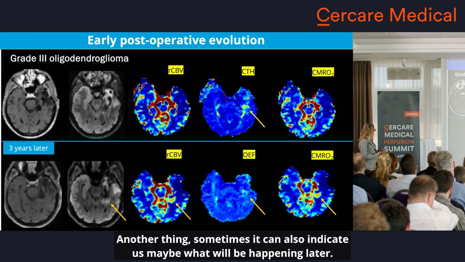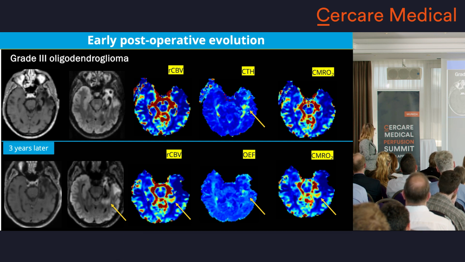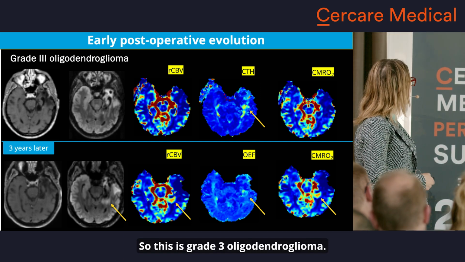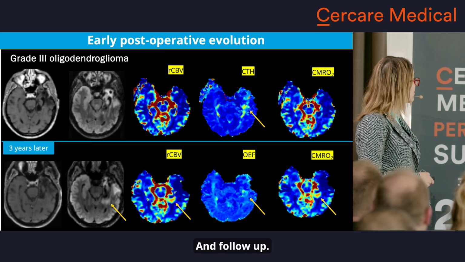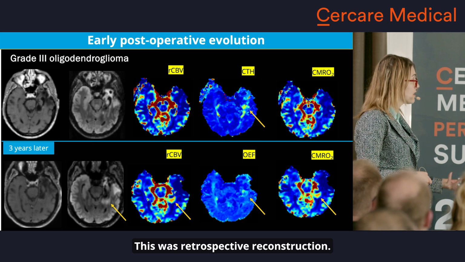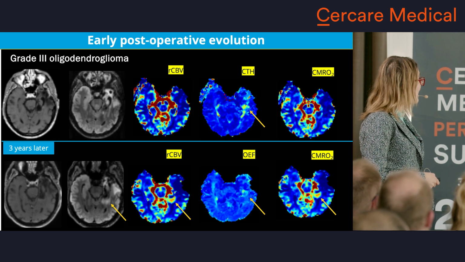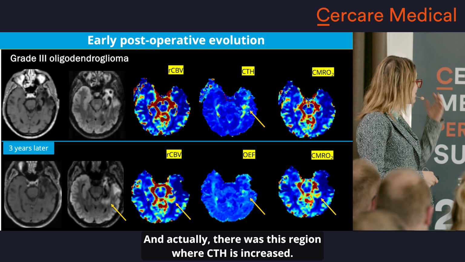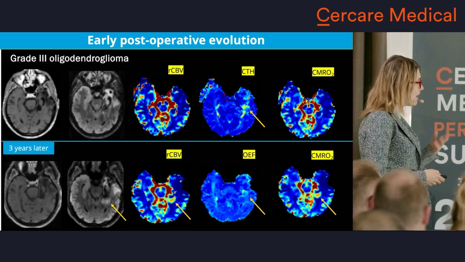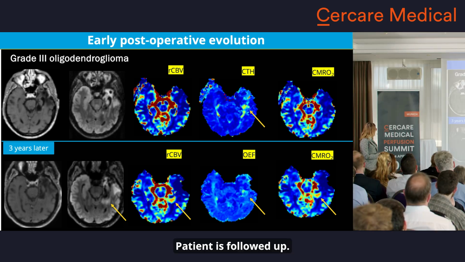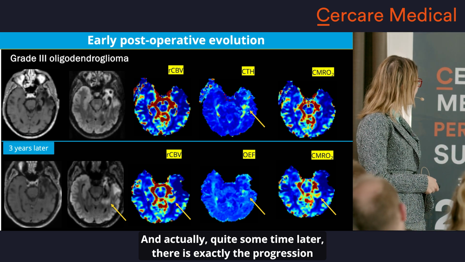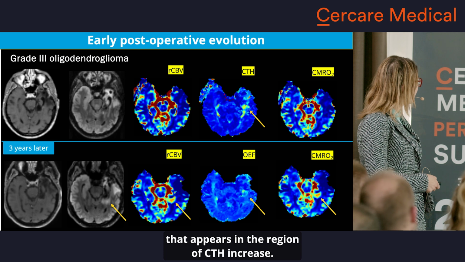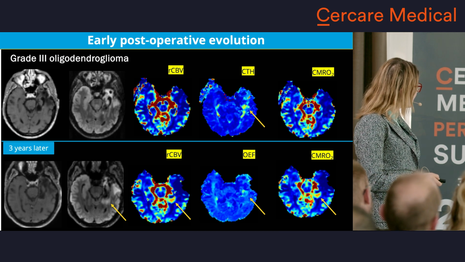Another thing, sometimes it can also indicate to us what will be happening later. So this is grade 3 oligodendroglioma, and here everything is going fine at follow-up. This was a retrospective reconstruction, we didn't know at that time. And actually there is this region where CTH is increased. And then time passed, the patient is followed up, and actually, quite some time later, there is exactly the progression that appears in the region of CTH increase.